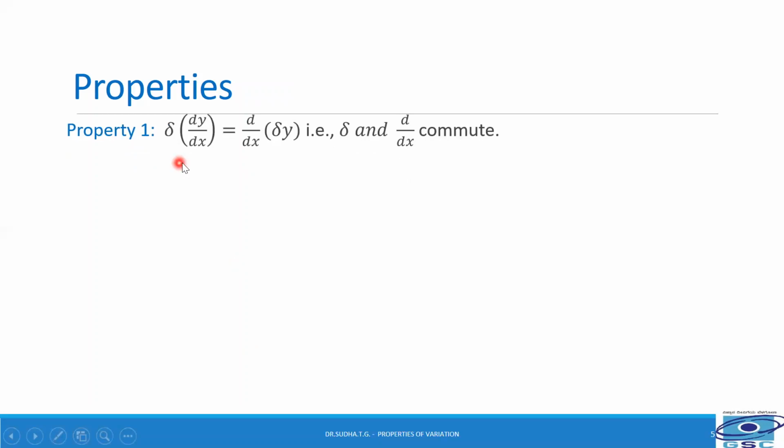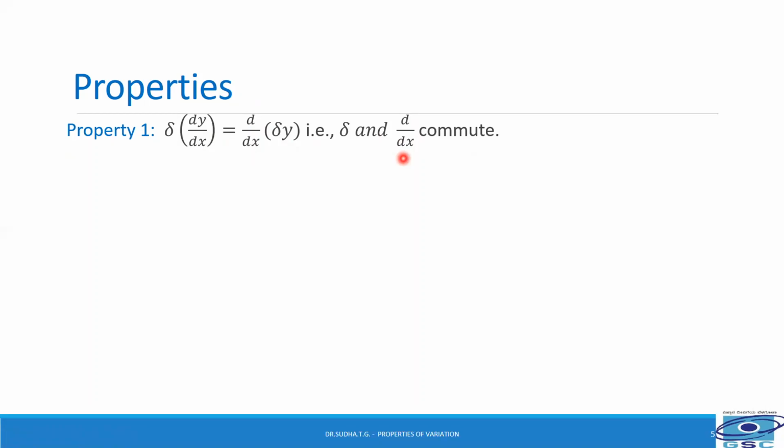Now let us see in this session the properties. So the properties of variation. The first property goes like this: delta of dy by dx is equal to d by dx of delta y, that is delta and d by dx commute. We need to show that these two commute each other, that is they satisfy commutative law.